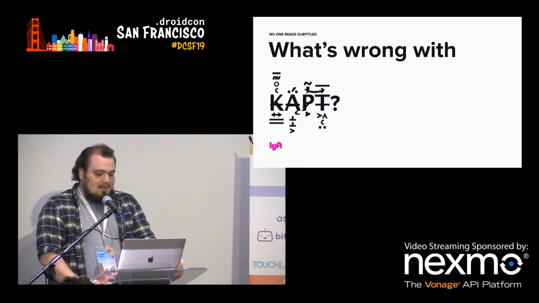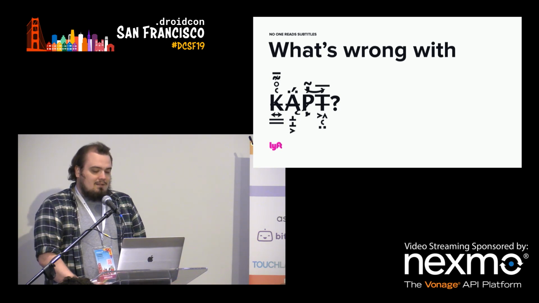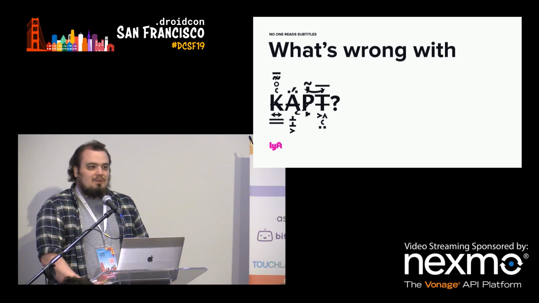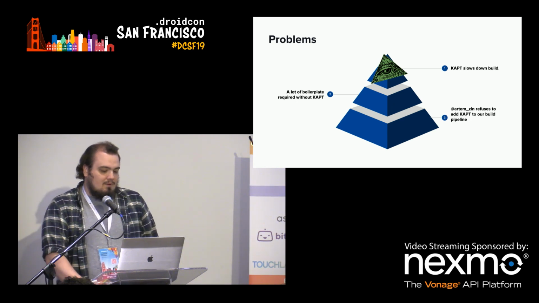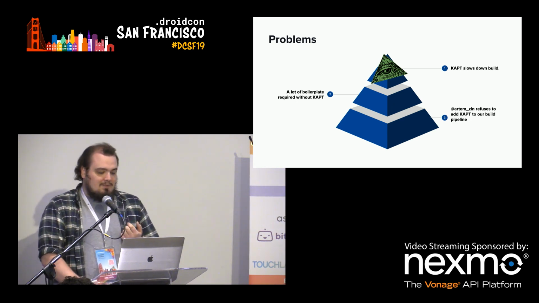At Lyft, I work in client architecture, where I work on Dagger to support lint rules and other boring stuff. Today we will talk about what's wrong with KAPT and how we can avoid using it in case when you really hate it. So, what are the main problems of KAPT?